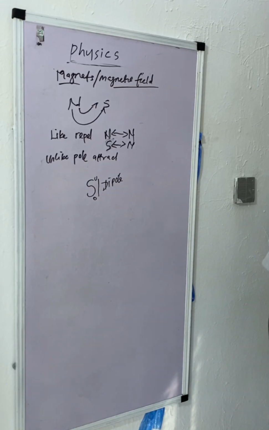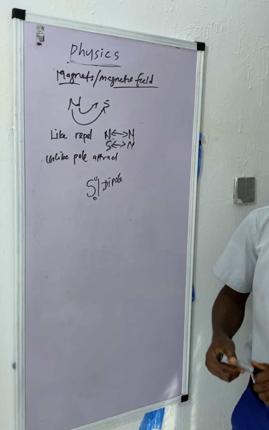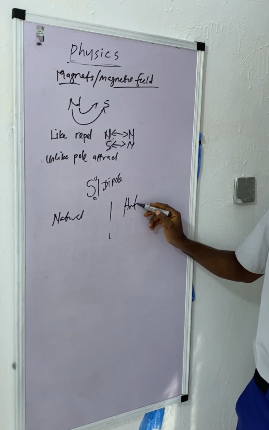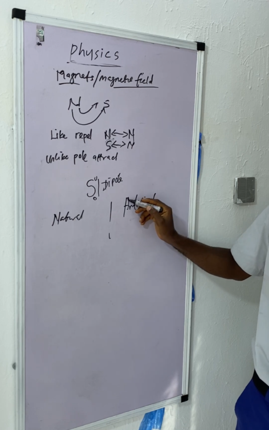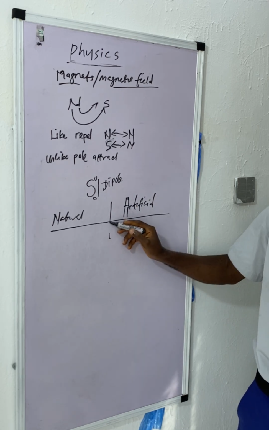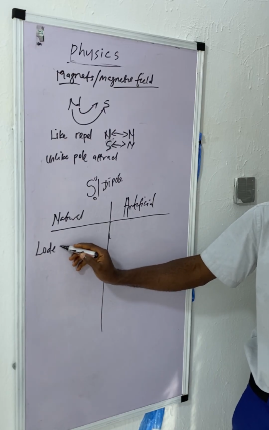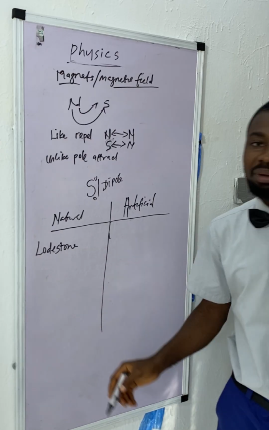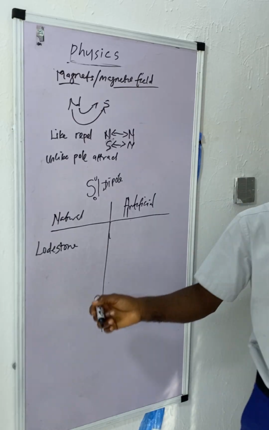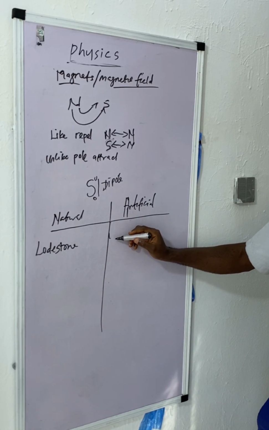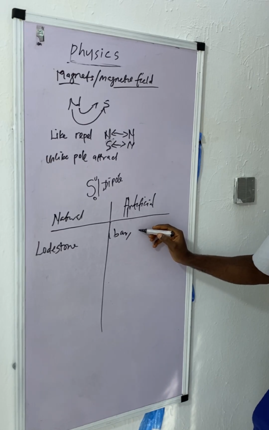Let us look at types of magnets. We have natural and artificial magnets. Artificial is man-made. An example of a natural magnet is lodestone, the popular lodestone. That is usually black, that black magnet you always see. Then examples of artificial magnets are the bar magnet and the horseshoe magnet.